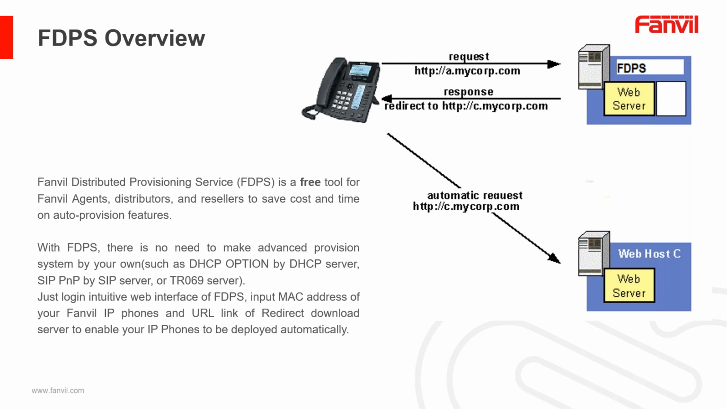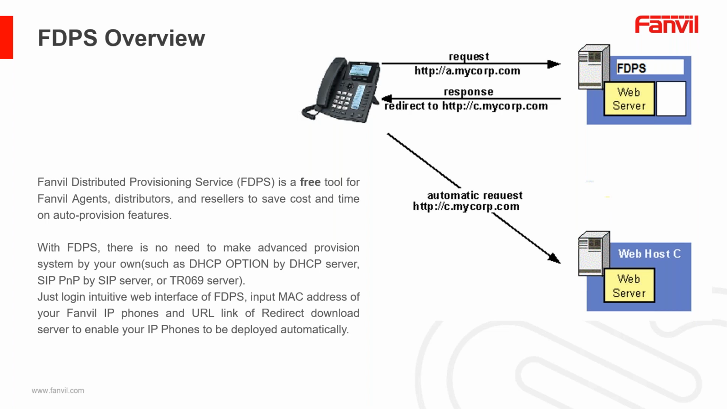FDPS is the abbreviation of Fanvil Distributed Provisioning Service. It's a kind of free service, or a free server, running on the internet. It can help Fanvil agents, distributors, and some resellers who want to make phones remotely deployed and auto-provisioned by a simple method, not a complicated method such as DHCP option, PnP, or some other, for example, TR069.